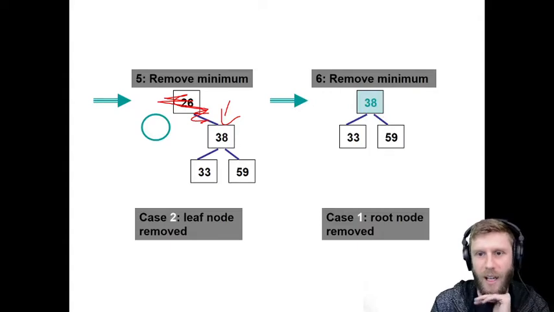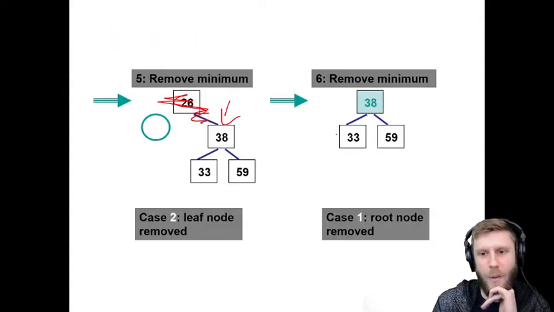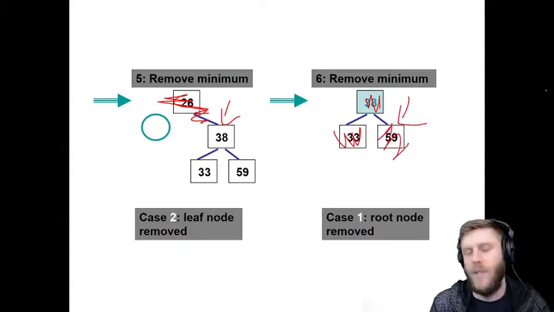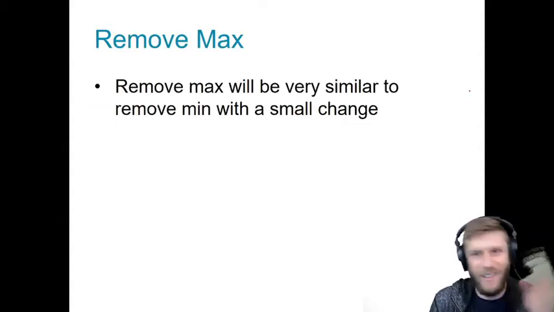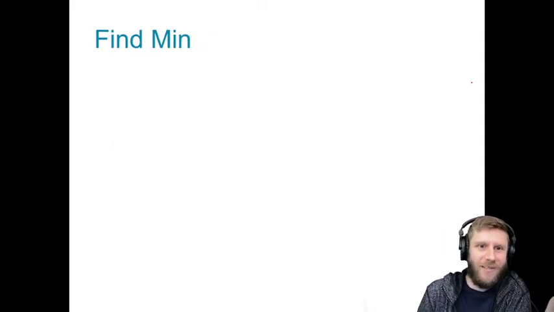Are we going to remove again? If we remove minimum again, get rid of that. Remove minimum, that, and then this becomes the root. Remove minimum, now we've got an empty tree. Remove max, the same idea, just in reverse.